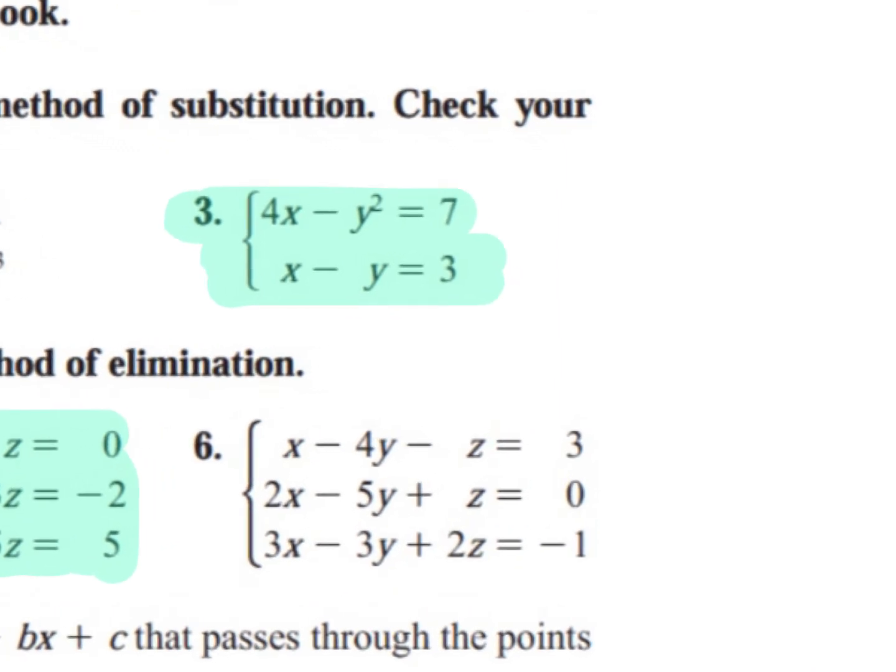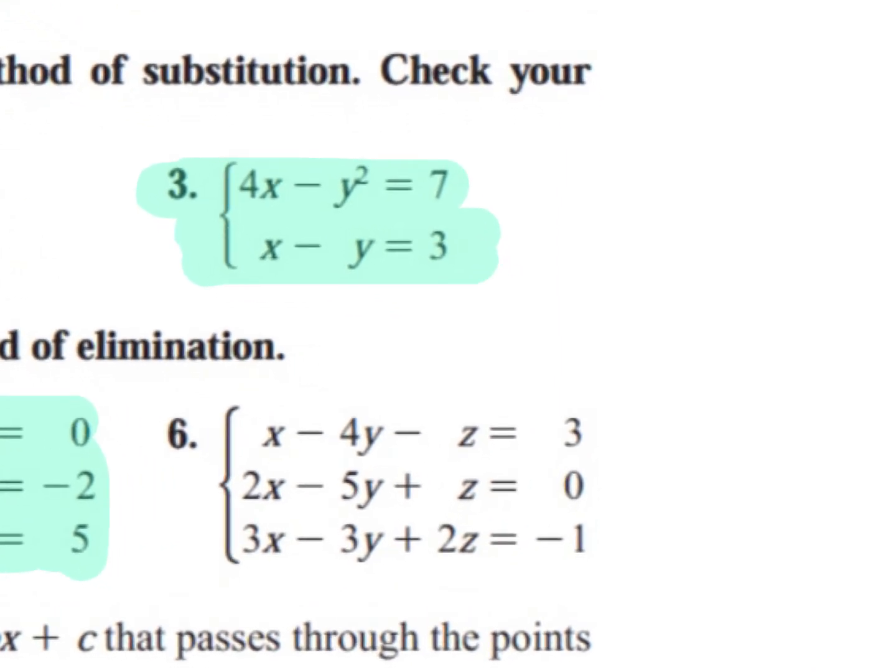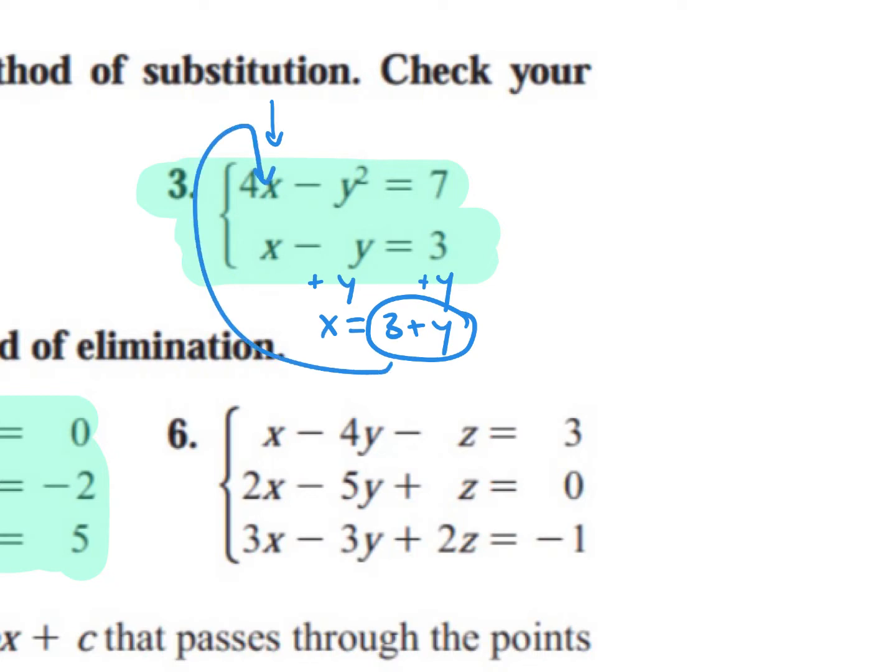So what should I do first? I'm going to add y to the other side. I want to solve this one for x because it'll be easier to plug into my first one. So I get x is equal to 3 plus y. This is what I'm going to substitute for x in my first equation. So 4 times (3 plus y) minus y squared is equal to 7.